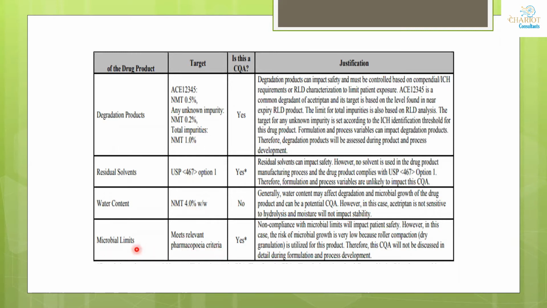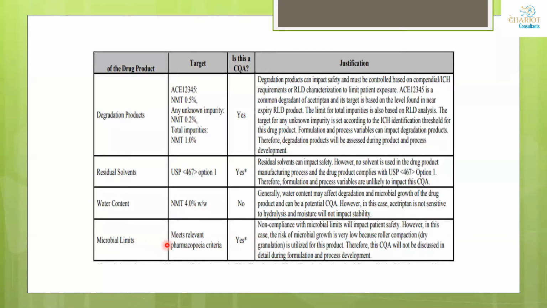Microbial limits. For the microbial limit test, the pharmacopoeia has given limits that it should not go beyond. If it goes beyond a particular limit, it can cause side effects to the patients. So this is an important CQA, and you should monitor it. If you are not monitoring microbial limits, then you are not complying with what the regulatory agencies have told you. So basically it is a major CQA.